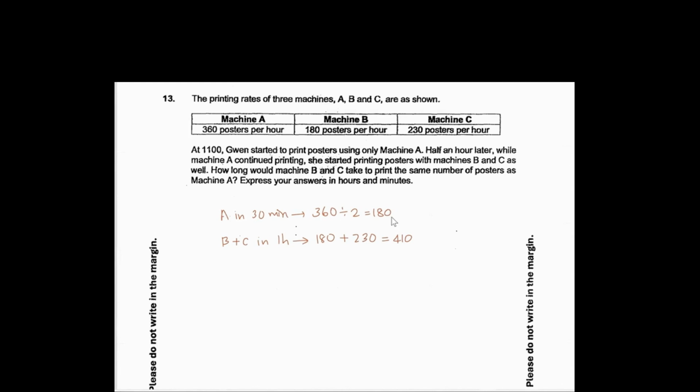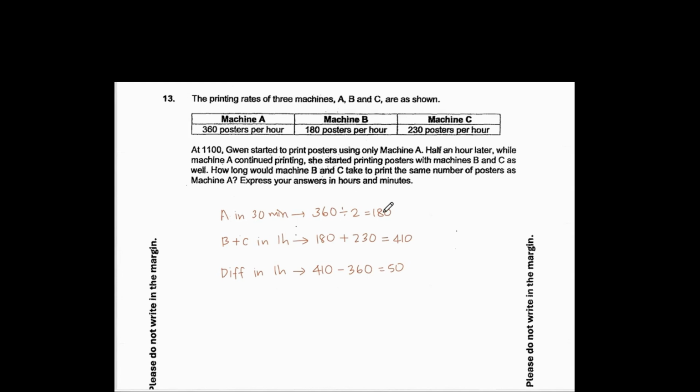Do you think B and C can ever catch up with A? The answer is yes, because if you compare in 1 hour, right? If you compare B and C, they can print 410. But for A, it prints 360. So there is a chance for B and C to catch up to be the same as A, right? So in 1 hour, the extra that B and C can print, so we're looking at the difference. Difference in 1 hour would be 410 minus 360. So every 1 hour, B and C can catch up by 50 posters.